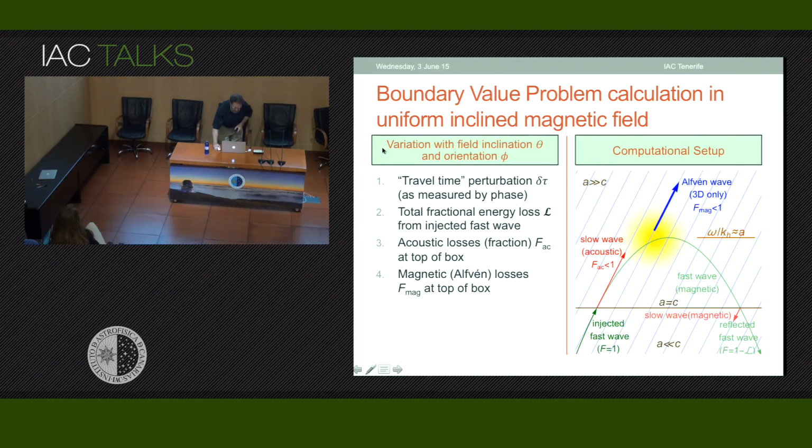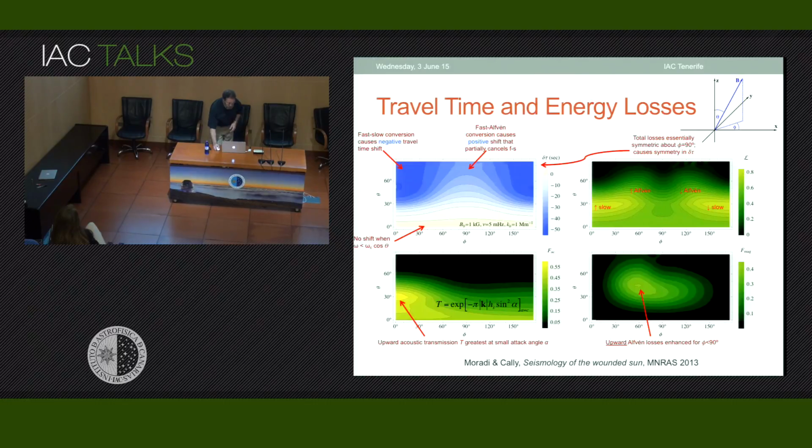I won't say too much about that. Yeah, look, the idea here is reducing this problem to a problem in a box: a uniform inclined magnetic field, put a driver down a few megameters below the surface and look at what comes out the top, and solve this as a boundary value problem mathematically. It has to be done numerically, but it's basically ordinary differential equations, not partial differential equations.